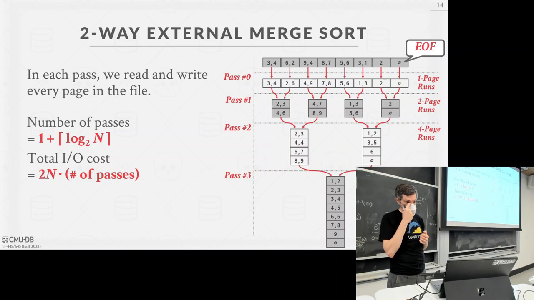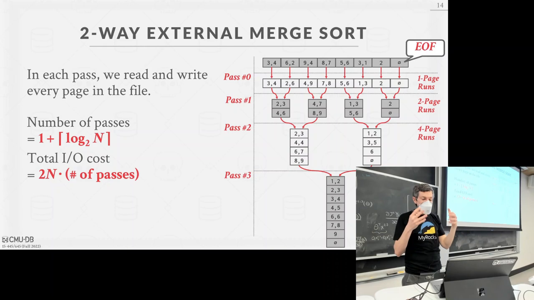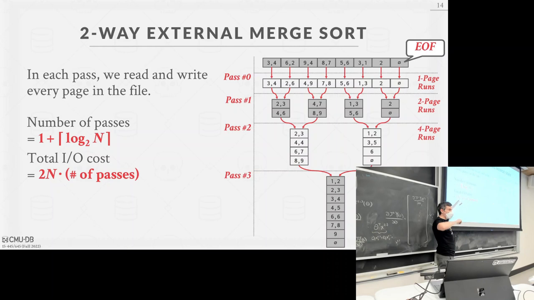The number of passes we have to do is going to be 1 plus the ceiling of log base 2 of N. The 1 is because in the first pass, we always have to go through pass 0 to read everything in and sort the individual pages. Then it's the ceiling of log 2 N, where N is the number of pages, because as we go from one pass to the next, we're generating exponentially larger run sizes, and therefore at some point the entire data set has been sorted. The total I/O cost is going to be 2N times the number of passes. The 2N is because I always have to read it in and then write it back out, and then it's just the number of passes. Every pass is always one input, one output.